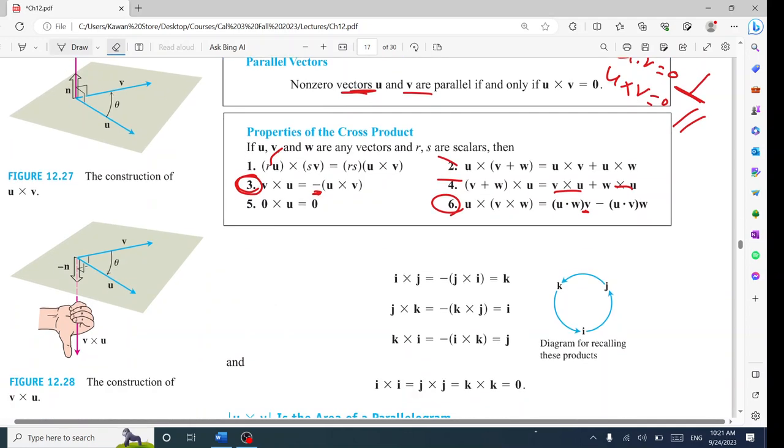We have i, j, k. You know what the i, j, k are? We mentioned in the previous lecture: the direction of the X axis, Y axis, Z axis. So if we multiply i by j, I'll get k. If I multiply j by k, I'll get i. If I multiply k by i, I'll get j. So it's like a triangle. So they are like that. Okay? Clear, dears? If you go the opposite way, you'll get a minus.